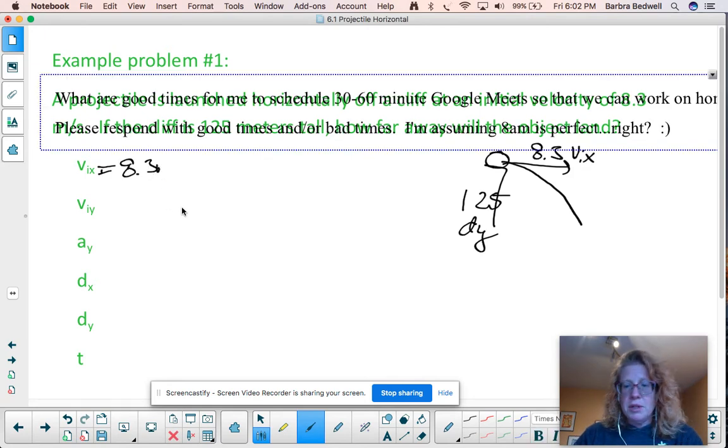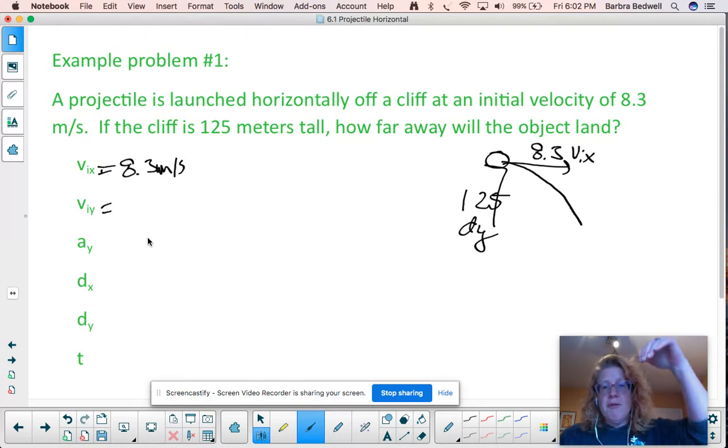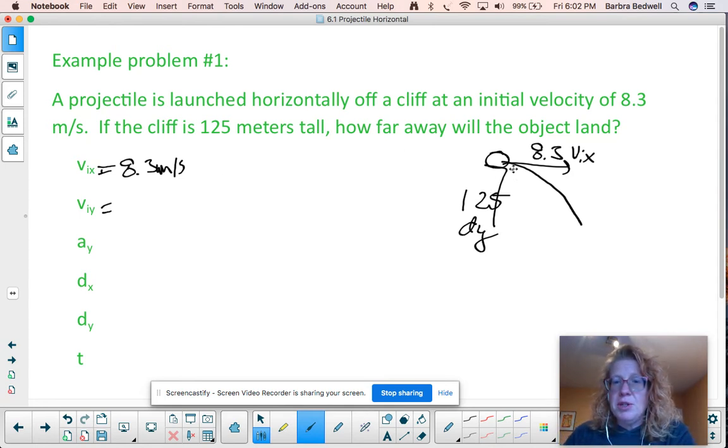Okay, v_iy. So this is one of the trick parts about doing this stuff. We're talking about the initial vertical velocity. So when we're talking about this rock, when it's falling off, and I'm just talking about this section of its motion going downwards, its vertical velocity when it starts is actually 0.